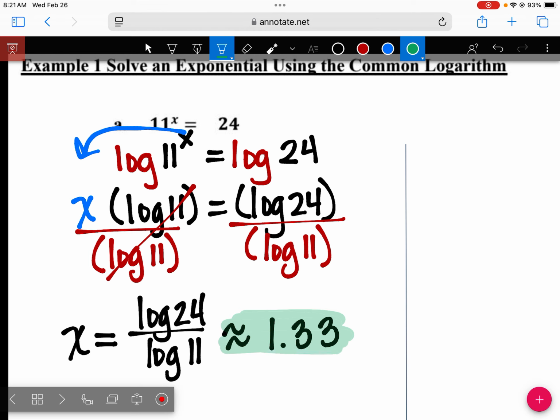Okay, I want you to try to do question B on your own. Same steps. Put in the log, move the x, and divide.